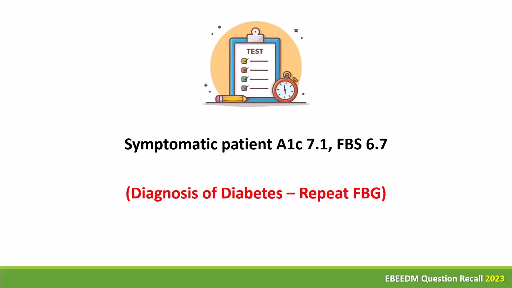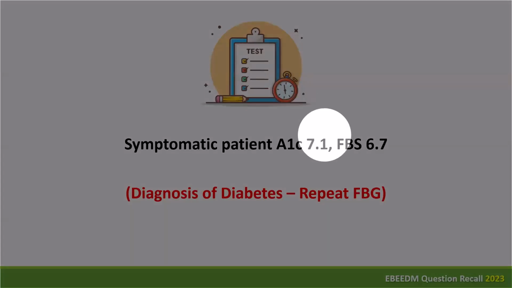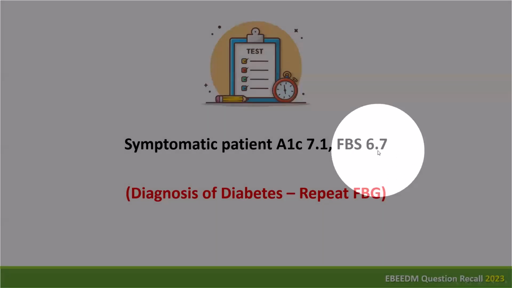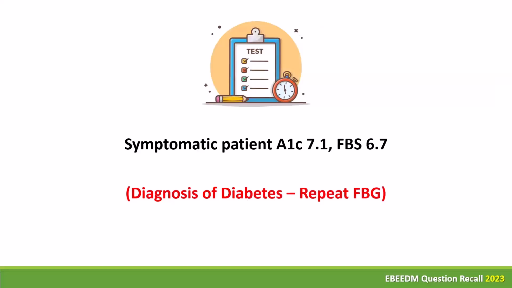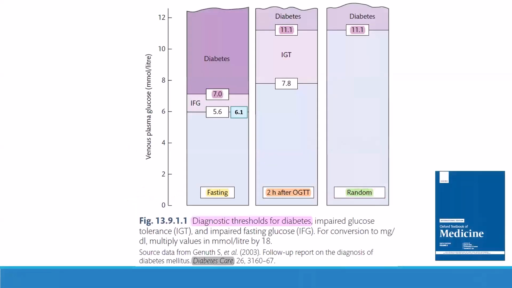If we have a symptomatic patient with hemoglobin A1C of 7.1 and fasting glucose of 6.4, 6.7, what is the diagnosis? Is it diabetes, or should we repeat fasting plasma glucose? Don't forget, these are the criteria for diagnosis of diabetes mellitus. According to the guideline, one single value is not diagnostic except random glucose with symptoms. This is the only one that can be used for diagnosis if we have symptoms, but otherwise we should have two abnormal values.